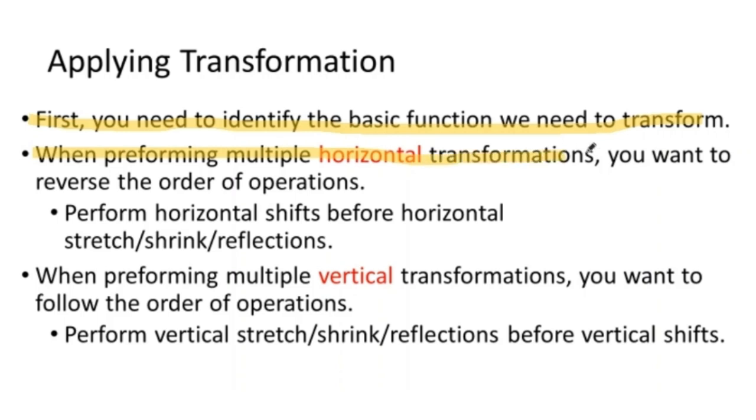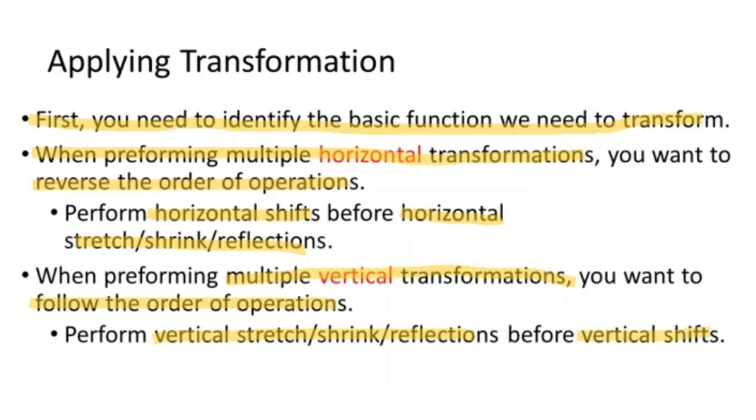When you're performing multiple horizontal transformations, you want to follow the reverse of the order of operations. Addition and subtraction indicates horizontal shifts. Since the last operation in order of operations is addition and subtraction, you want to first do your horizontal shifts. Since the horizontal stretches, shrinks, and reflections are indicated by multiplication, you're going to do those last. Now for the vertical transformations, when you want to perform multiple vertical transformations, you're going to follow the order of operations, which means you're going to do the transformations indicated by multiplication, which would be the vertical stretch, shrinks, or reflections, before you do any vertical shifts.